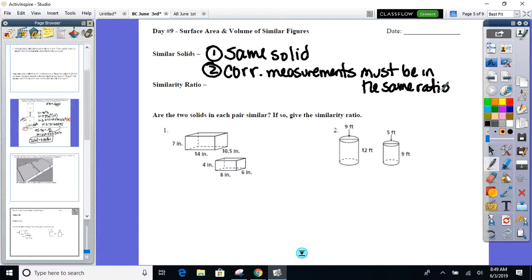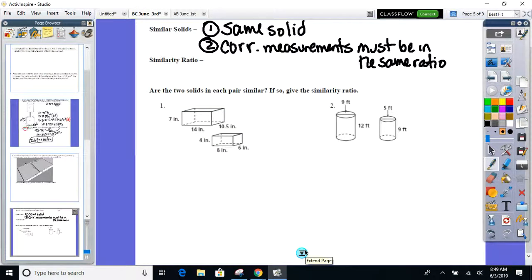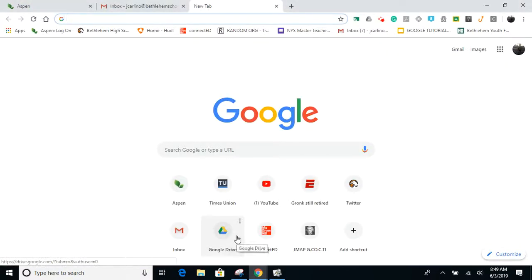All right, so let's try this out. Let's take a look at number one. I got two prisms, so number one's already checked off the list. They're the same solids. But now I have to check, are the corresponding measurements in the same ratio? So somebody start me off here. Give me two corresponding measurements so I can put them into a ratio.